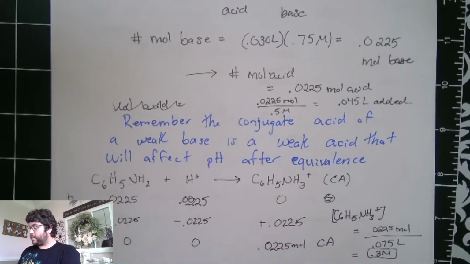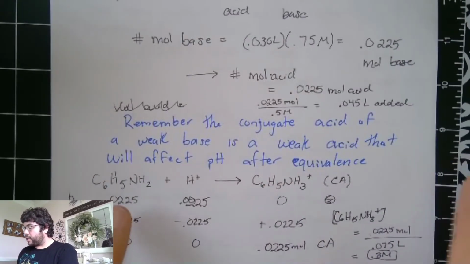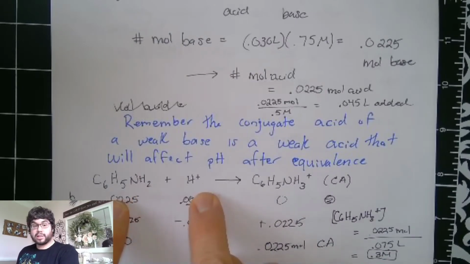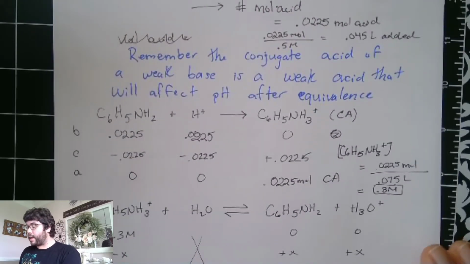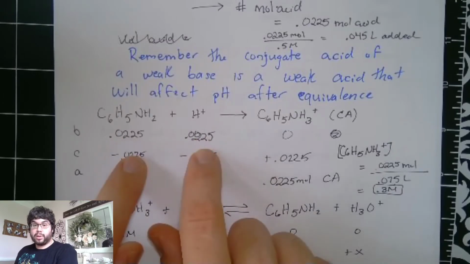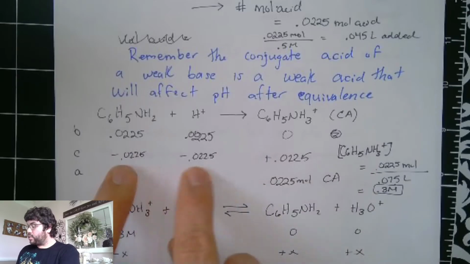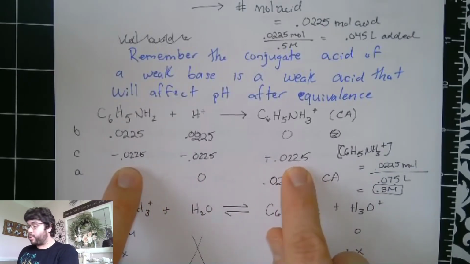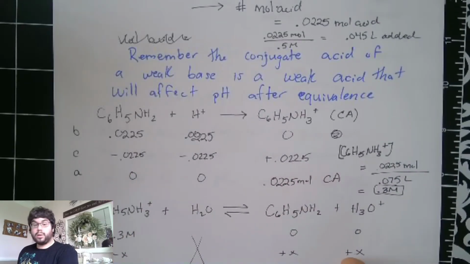So at equivalence, we have the reaction of the aniline compound, the base, with H plus from the HCl. And this is just a BCA table. Everything is a one-to-one reaction. We have, at equivalence, 0.0225 moles of each of them. We have 0 of our conjugate acid. We use up all of the acid and all of the base, and we produce a one-to-one ratio of 0.0225 moles of the conjugate acid. Okay, cool.